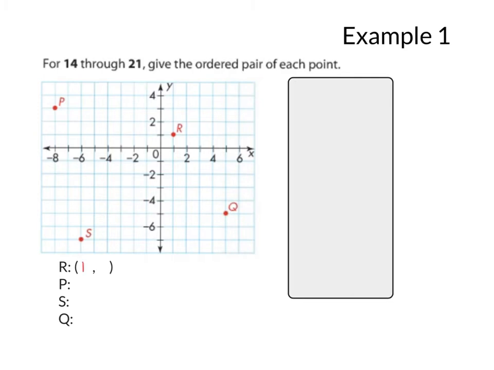So for x, we have 1. Next, I'm looking at y. We know y goes up and down. I see that it's up. It's above 0, and it's at 1 as well. So the ordered pair is 1, 1.